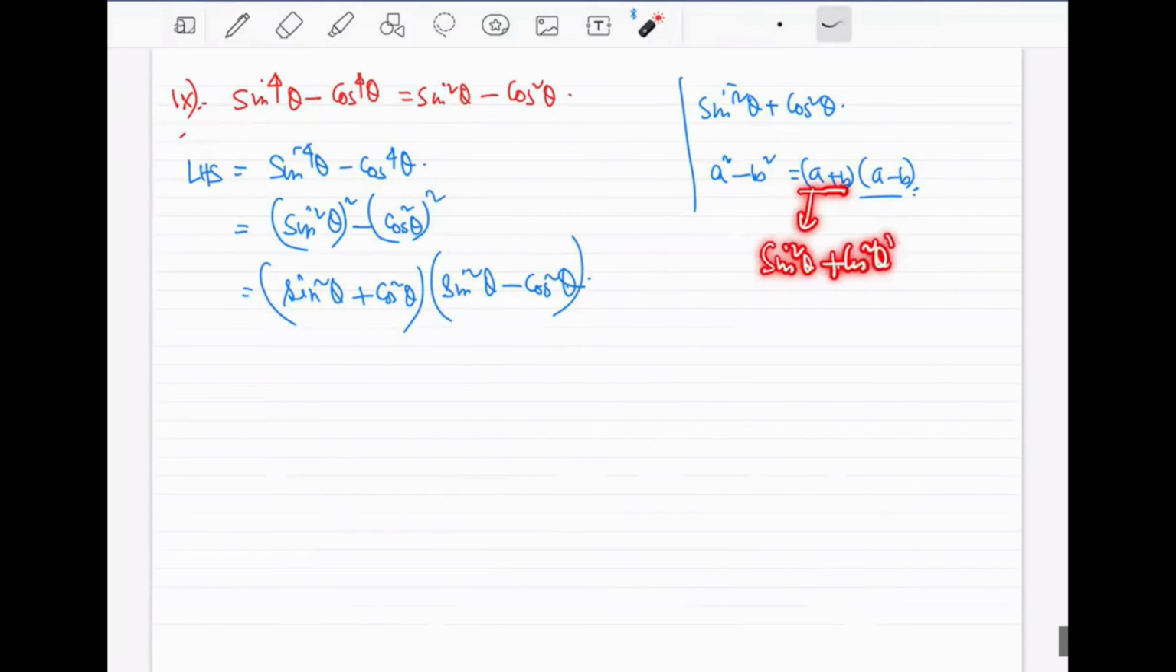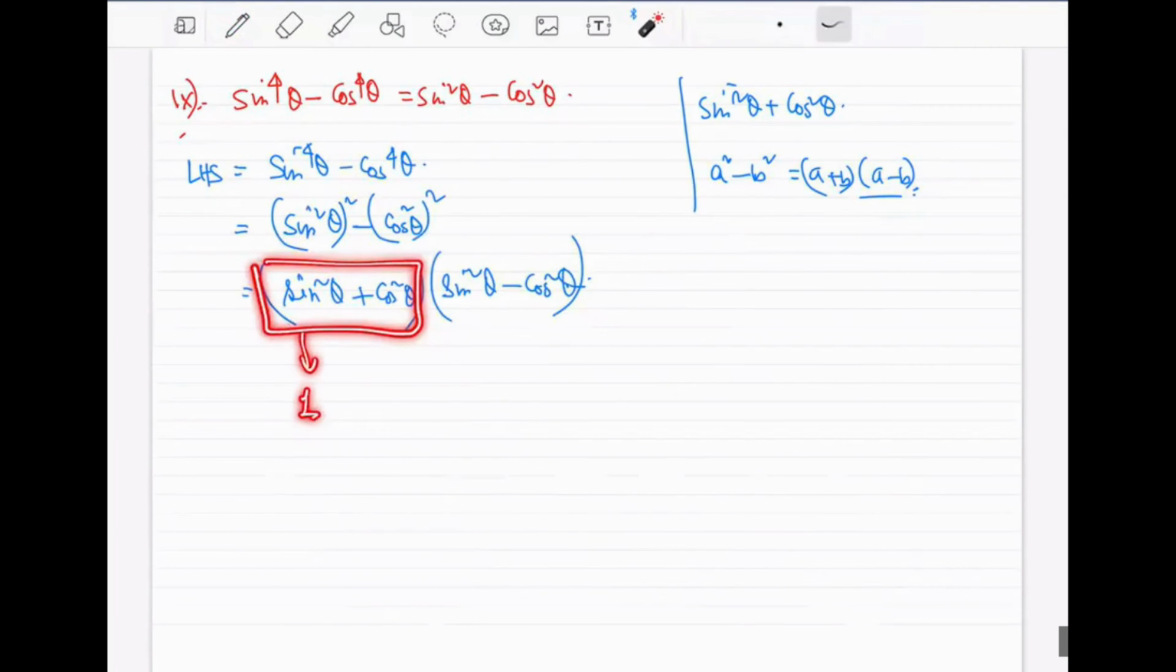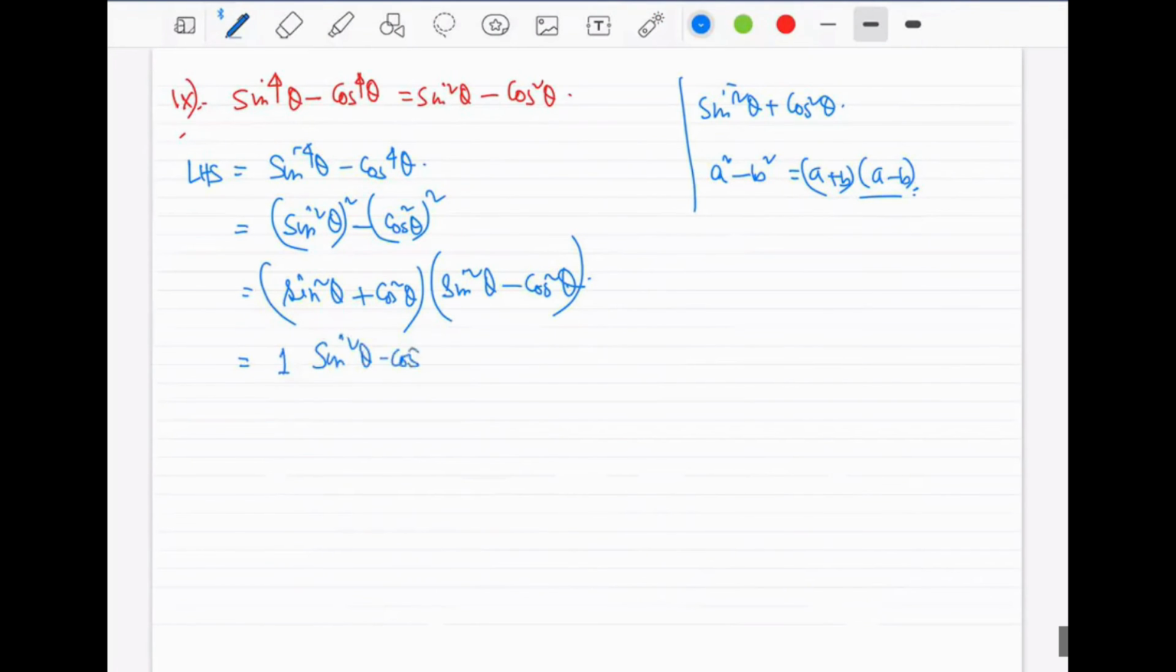B as cos square theta. Same thing for the other one, a minus b, we will write sine square theta minus cos square theta. That's why I'm writing. What about this part? This part is equal to 1. What is remaining? The remaining is sine square theta minus cos square theta.